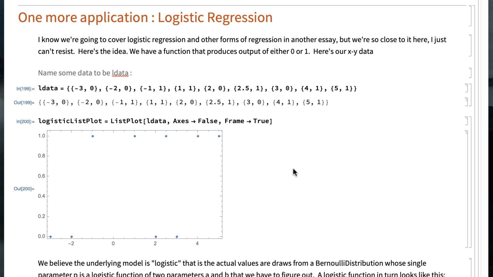I've got one other thing I'd like to show you at this time. I regard this part of the video as optional, but if you're following along here with maximum likelihood estimation, we can actually learn something about logistic regression with everything we've got. So supposing we've got a function that produces output of either 0 or 1, and therefore here's our data. You can see the y values here are all 0s or 1s, x values are all over the place. We can make a plot of that.